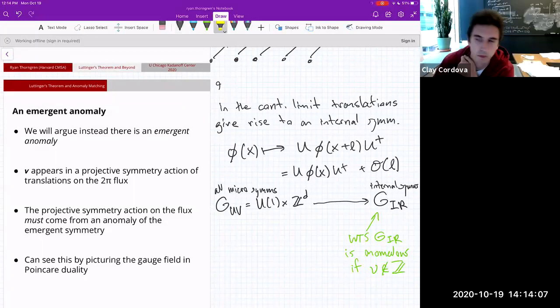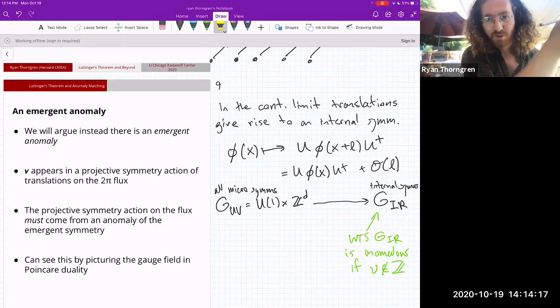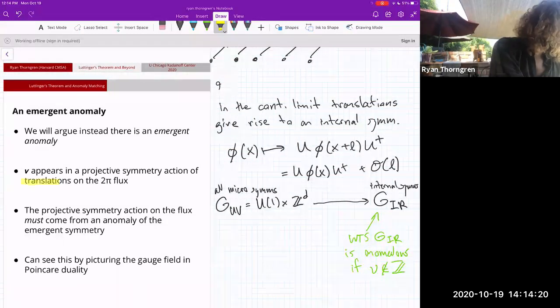And so, okay, that's this point here too, the second bullet point here. So the filling fraction appears as a projective symmetry action. I said there's no U(1) projective symmetries. In this case, we have a projective symmetry of translation on the 2 pi flux.